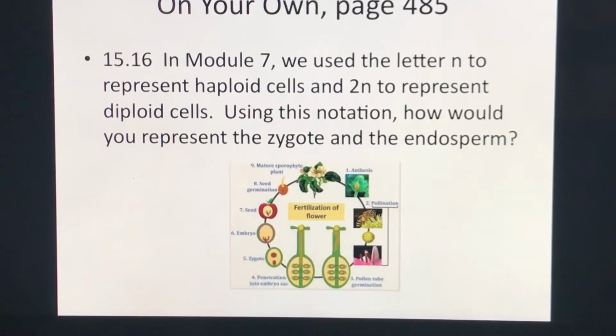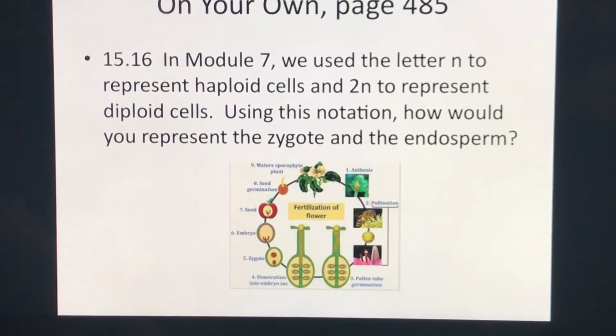All right, so let's look at On Your Own, page 485, 1516. It says in Module 7, we use the letter N, so it's a lowercase n, to represent haploid cells, and 2N to represent diploid cells. Using this notation, how would you represent the zygote and the endosperm?